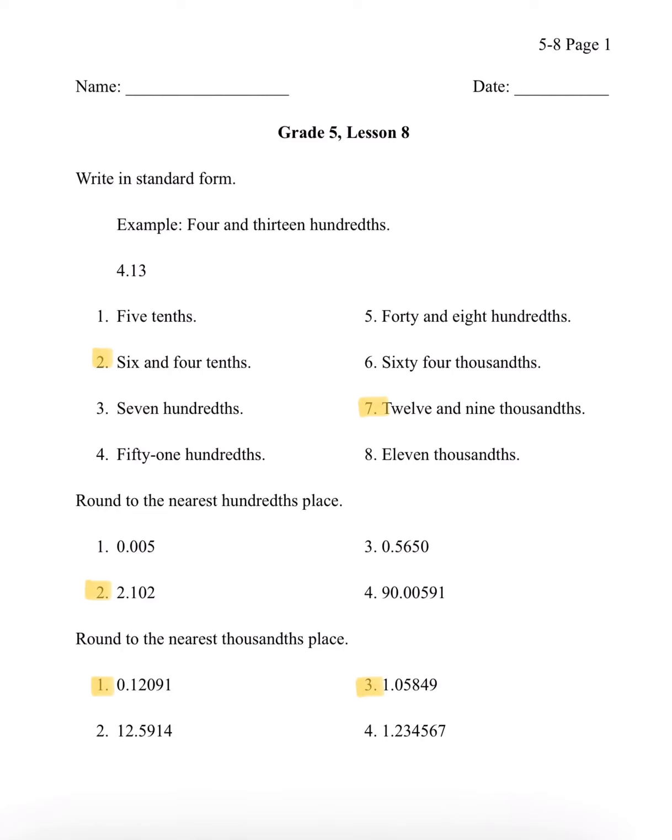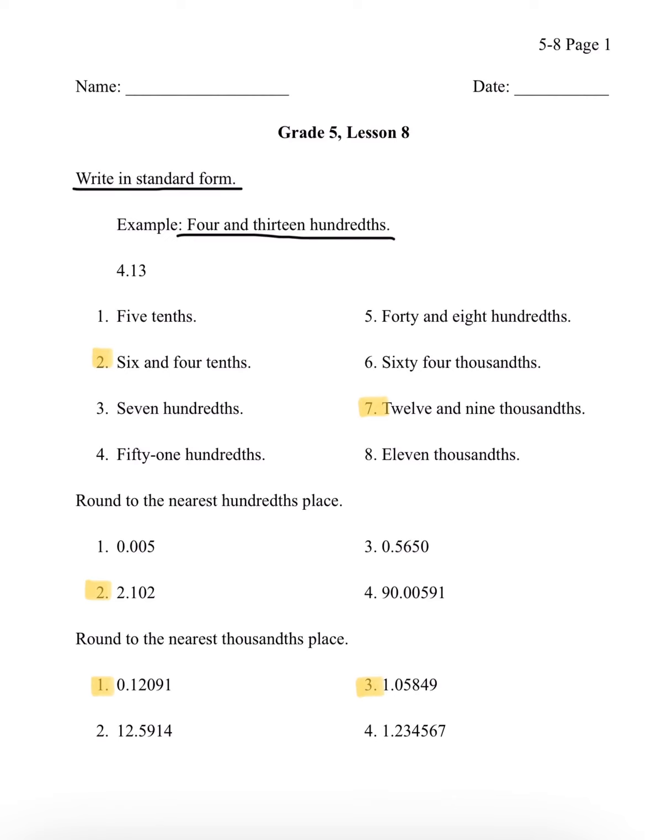So, the first question it gives us, write in standard form. In the example, it gives us 400 and 1300. So we write 4 and then 1300. Since this is the hundreds place, 1 is in the tens and then 3 is in the hundreds. So we're going to be going over number 2 and number 7.